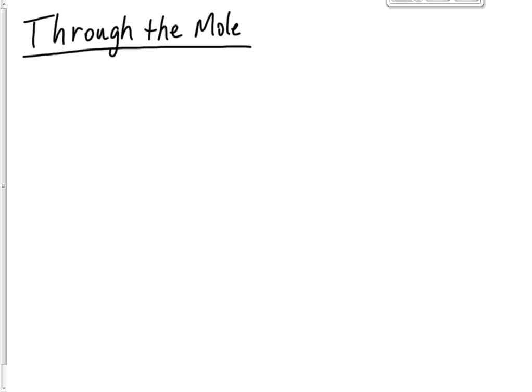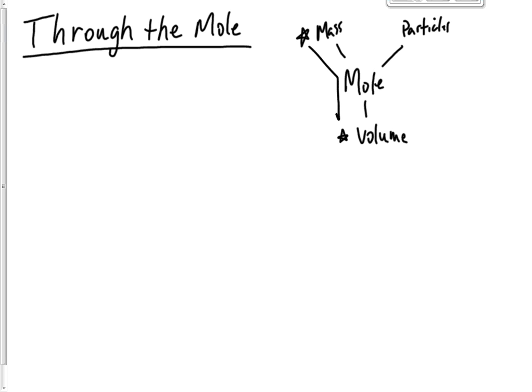Okay, so let's talk about working through the mole and what that means. If we're working through the mole, say we have our mole map here, just a really abbreviated version of it. We have volume, mass, and particles. Working through the mole means you're given something other than moles. So let's say you're given mass, and you're finding something other than moles, say volume. That way you have to work through the mole to get to the answer. That's what I mean when I say working through the mole.